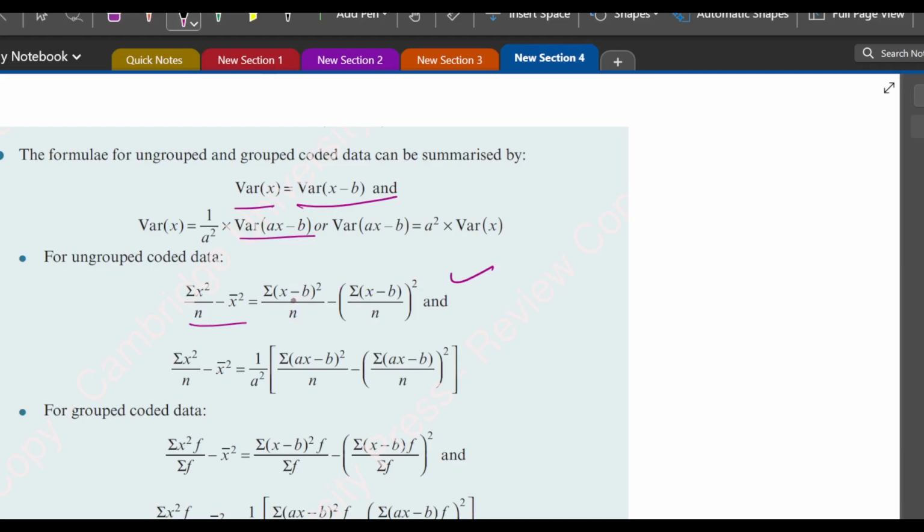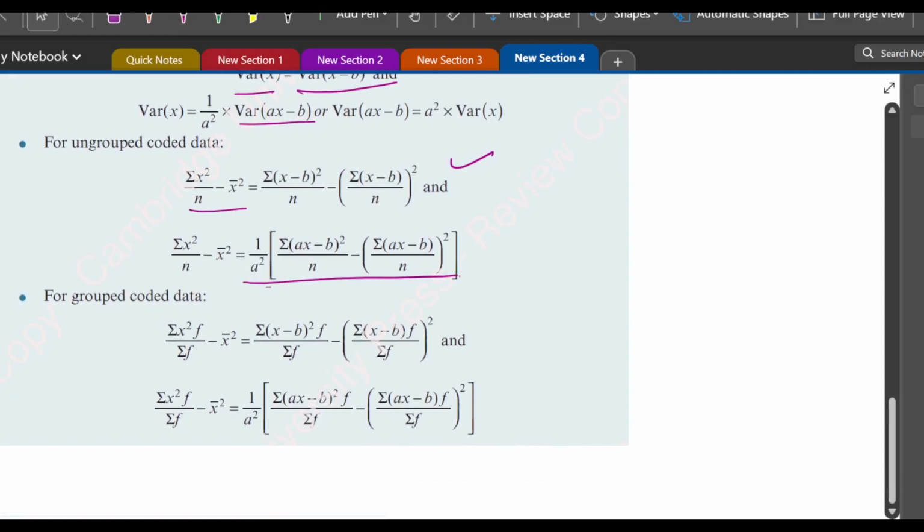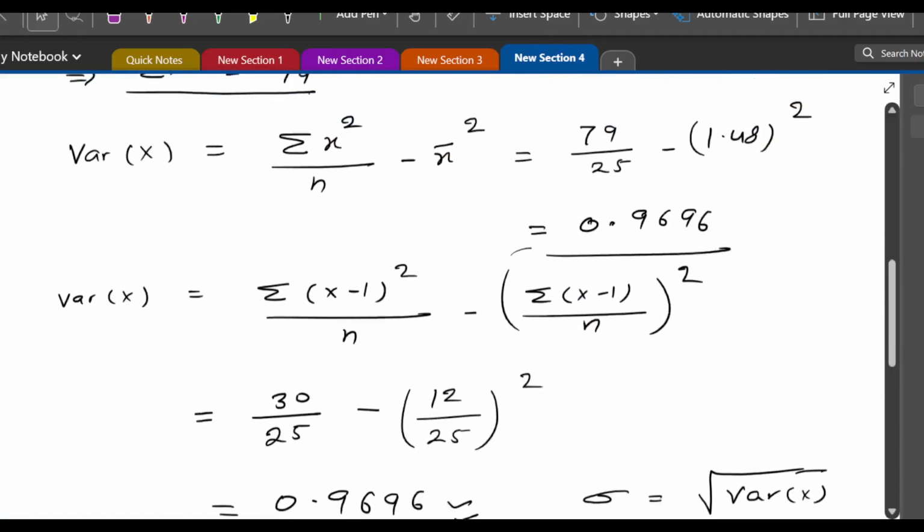Now, when x is multiplied by some number, then we divide by the square of that number while finding the variance. You should understand how the formula is formed. And here, if frequency is involved, this is the formula. You may get problems related to coded data, and this is how you should proceed with coded data.